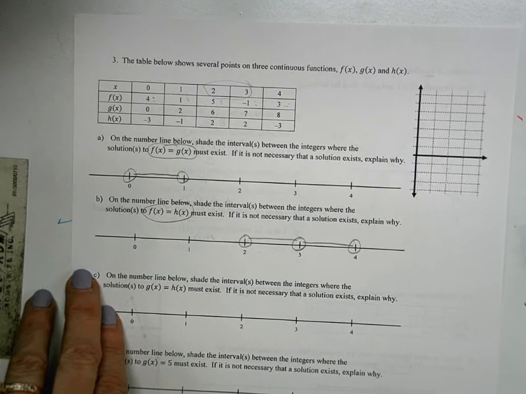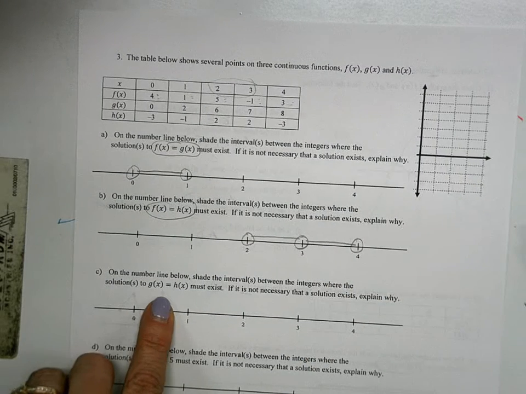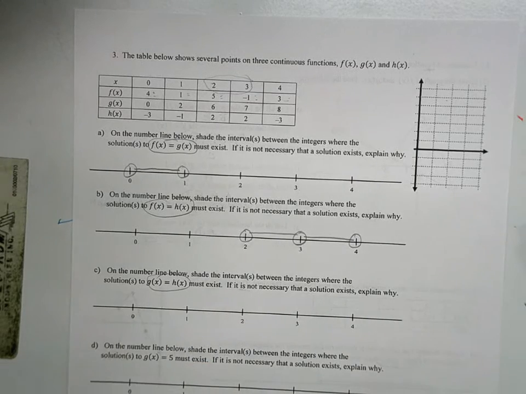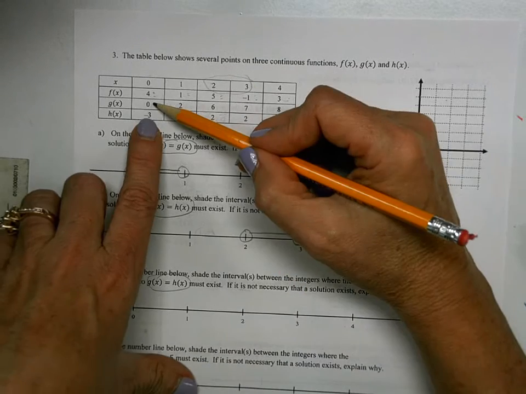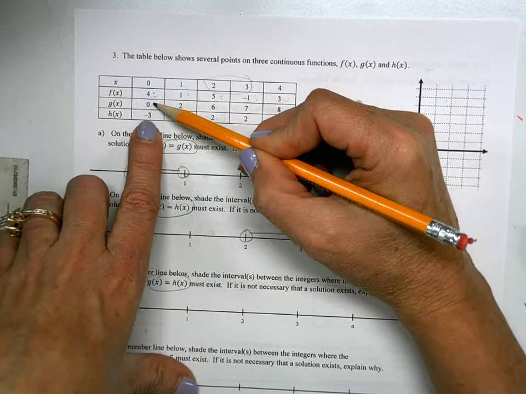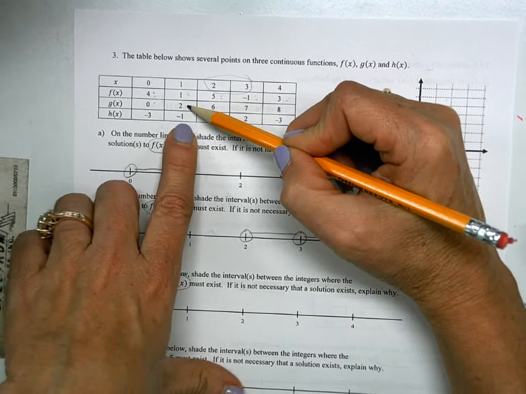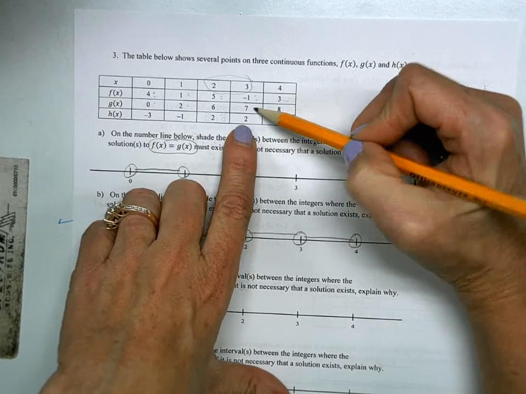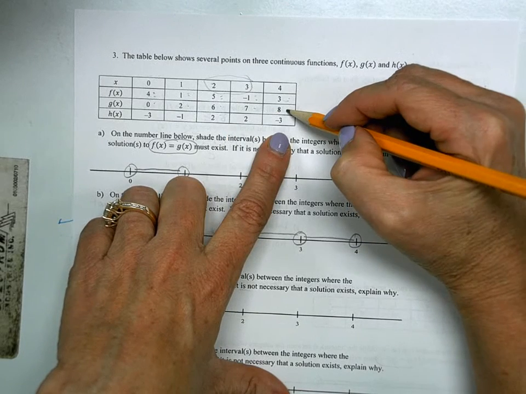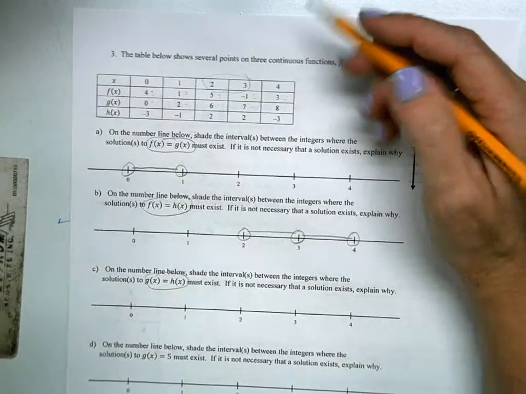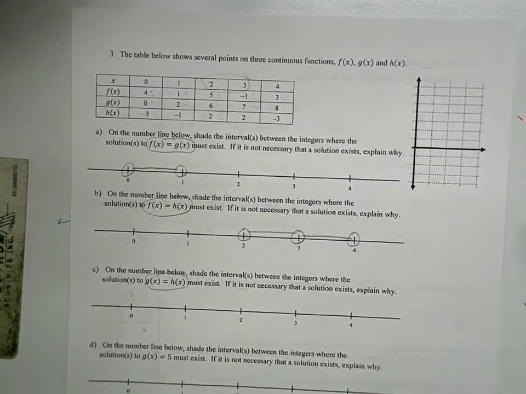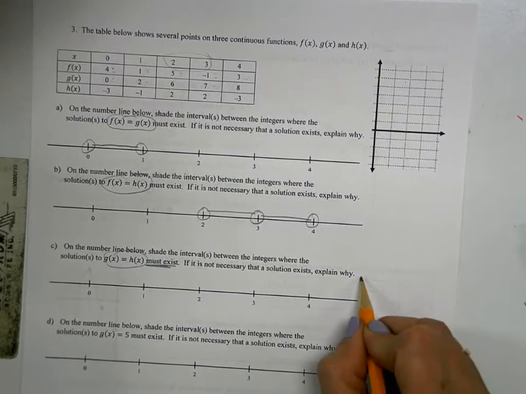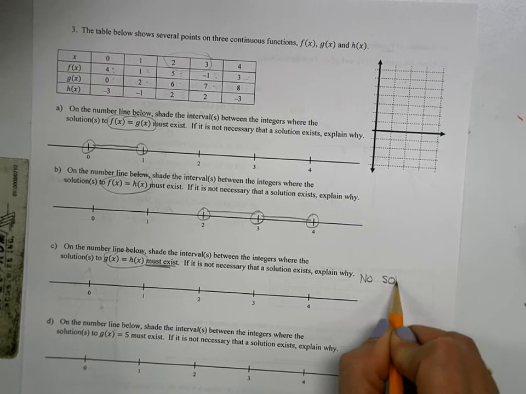Okay? Let's do it now with G and H. Where the two things have to equal, they have to trade spots. So who's above? G. Who's above now? G. Who's above now? What does that mean? They never necessarily had to. And so this says, where must it exist? No solution. So we're supposed to write no solution, and then you're supposed to explain why.